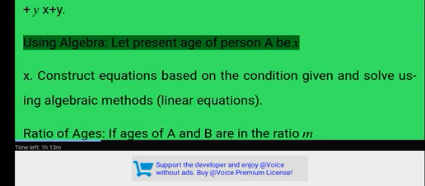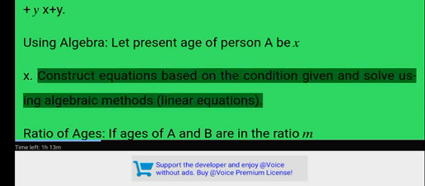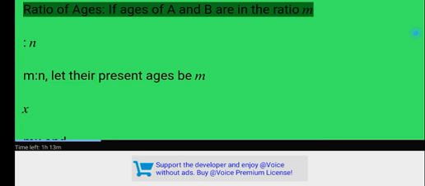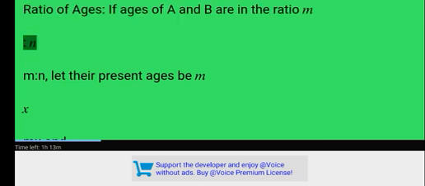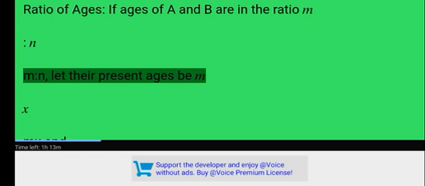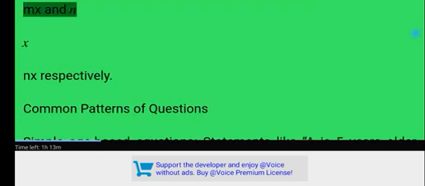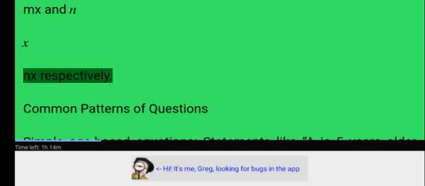Using algebra, let the present age of the person be x. Construct equations based on the condition given and solve using algebraic methods, linear equations. Ratio of ages: if the ages of A and B are in the ratio m : n, let their present ages be mx and nx respectively.